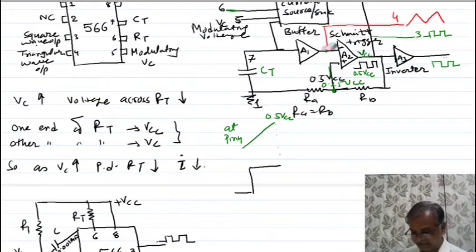The reason is that this voltage is only 0.5 VCC. When this becomes more than 0.5 VCC, the output will be low. That is the low output of the Schmitt trigger that I am showing you. This is pin number 3 that I am showing you here.